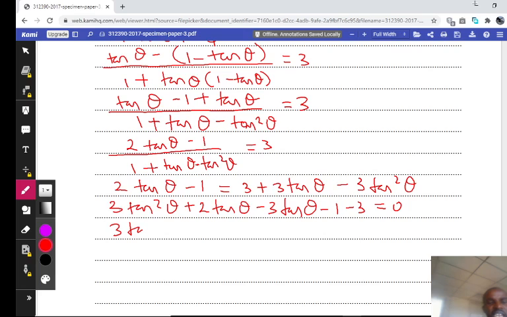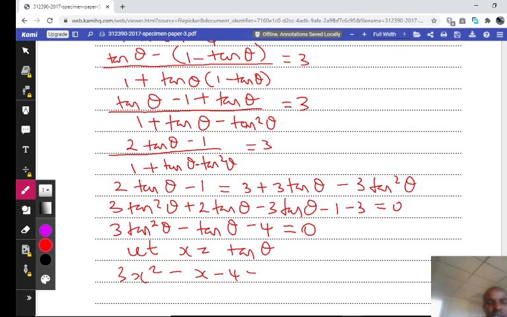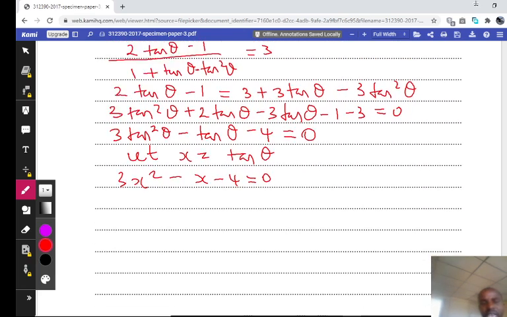Then simplify this one further. 3 tan squared theta, then 2 tan theta minus 3 tan theta is minus tan theta, minus 4 is equal to 0, because minus 1 minus 3 is actually minus 4. Next, it's now a quadratic equation. If you find it difficult to work with tan theta, you can let x equal tan theta. Let's do it that way. Let x equal tan theta, which means 3x squared minus x minus 4 is equal to 0, like this.